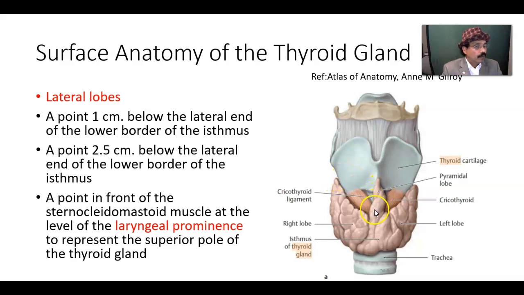This is the pyramidal lobe. Okay, just we'll get the isthmus here. This is the isthmus area. This is the left lobe of the thyroid gland. This is the right lobe of the thyroid gland. Okay, isthmus extends from second to fourth tracheal rings. These are the tracheal rings. Okay, we got that.